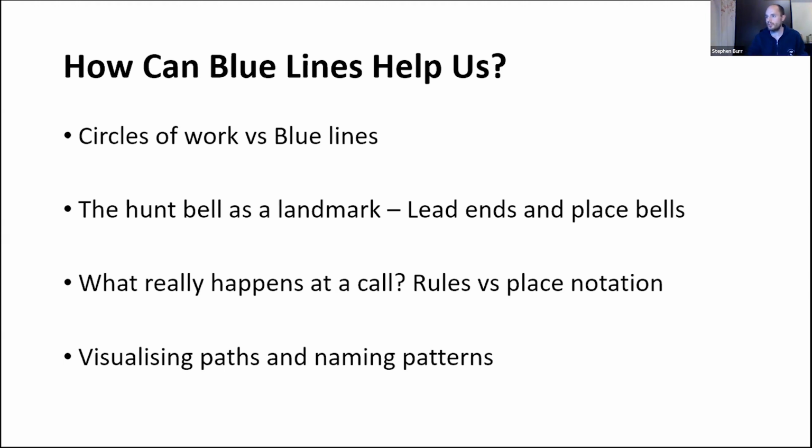So we're going to go through a few points here. Hopefully I'll get through them in not too much time, and we'll finish up before 9 p.m. So we're going to talk about circles of work versus blue lines. Then we'll look at using the hunt bell as a landmark, and we'll talk here about lead ends and place bells particularly. Then I'm going to have a quick look at what really happens when someone says bob or single. And we'll discuss sets of rules that you follow at these times versus trying to use the place notation to actually make more sense of that. And then we'll finish off with a little bit on visualizing the paths of the bells and naming different patterns of work that we might encounter.